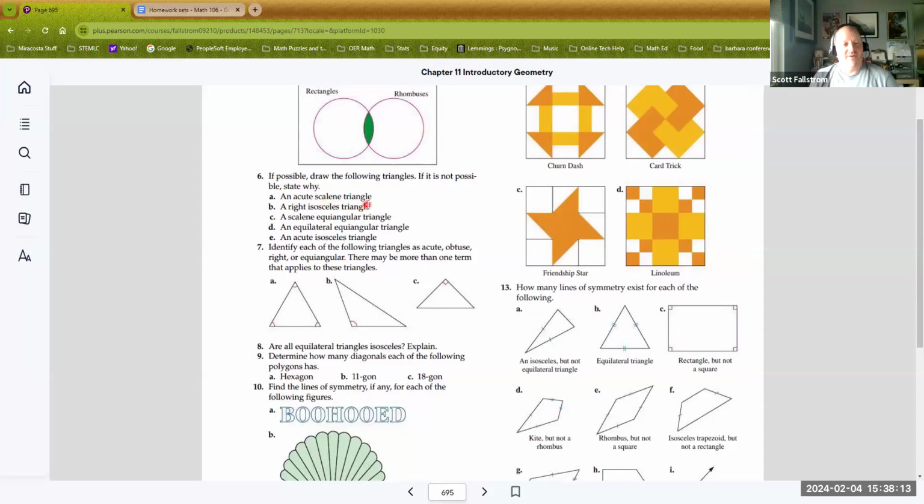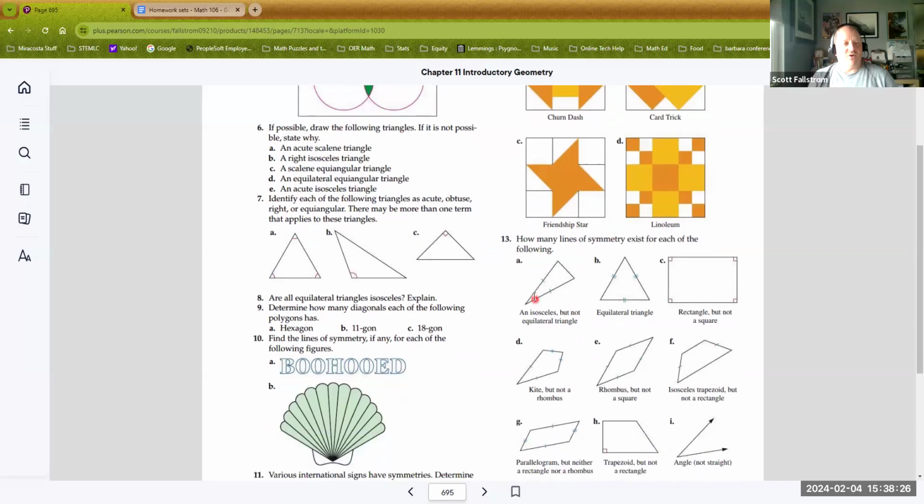Draw me this shape if it is possible. Can you draw me a scalene equiangular triangle? Can you draw me an equilateral equiangular triangle? How about a right isosceles triangle? What can you draw and what can you not? Then identify acute, obtuse, right, or equiangular. There may be more than one term. Keep that in mind. Nothing wrong with using more than one term.